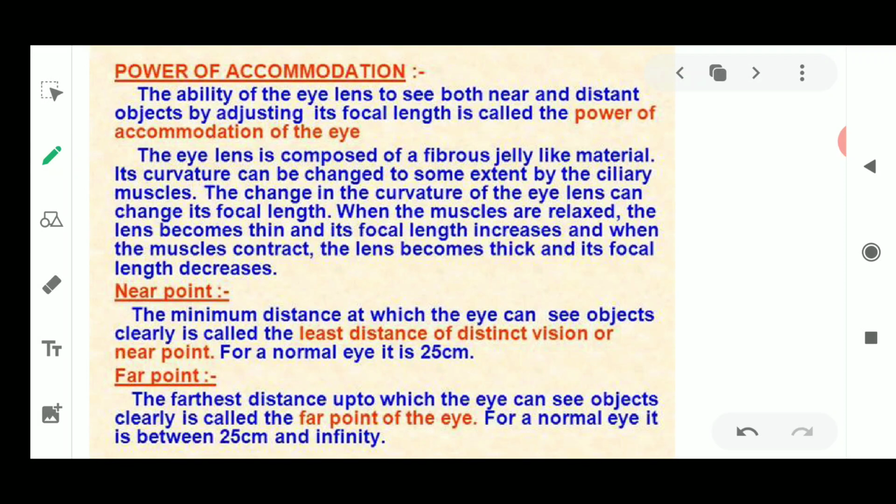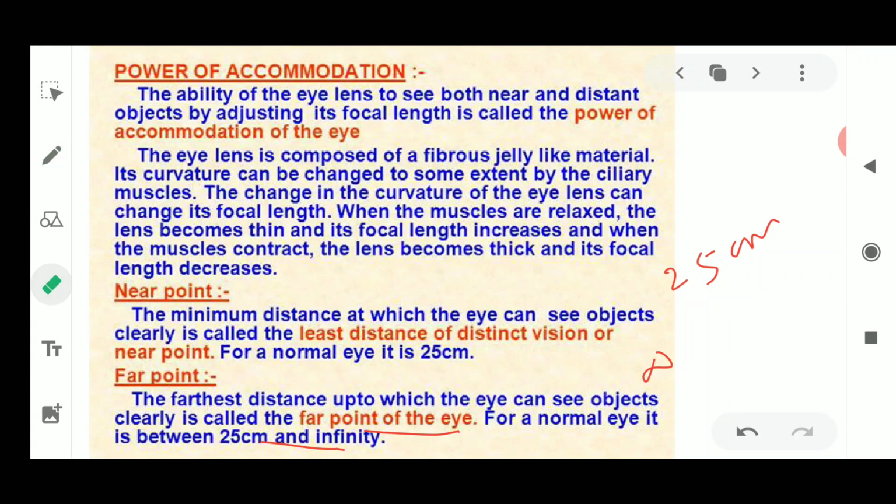Now what is this near point? I already discussed that it is about 25 centimeters, and that is known as the least distance of distinct vision or the near point. All are the same things. Next is the far point. The farthest distance up to which your eye can see clearly is known as the far point of your eye, and normally the eye could see between 25 centimeters and infinity. So the far point was infinity and the near point was 25 centimeters.